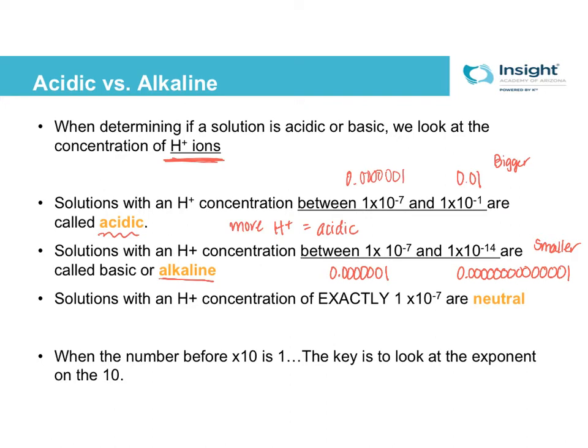All right, and instead of writing out all of these zeros, a lot of times you see these scientific notation values. So just remember, if that exponent is between negative 1 and negative 7, then we're probably dealing with something that's acidic. If it's between negative 7 and negative 14, we're dealing with something that's basic. All right, so the key is look at that exponent on the 10, especially if you have a 1 in front of your scientific notation. If you don't have a 1 in front, things get a little bit more complicated, but when you do have a 1, things are nice and easy. Just look at that exponent.